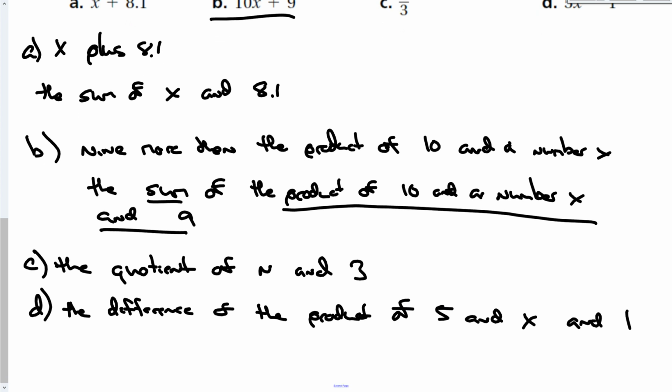Okay, the little bit better way to do it is maybe 1 less than the product. Let's even make this simpler. 1 less than 5 times x. Nice and simple.